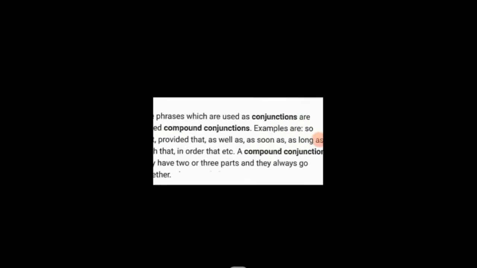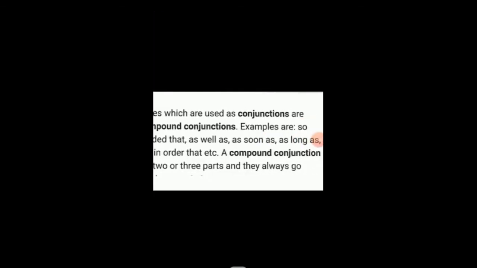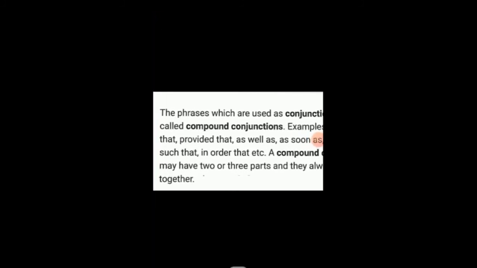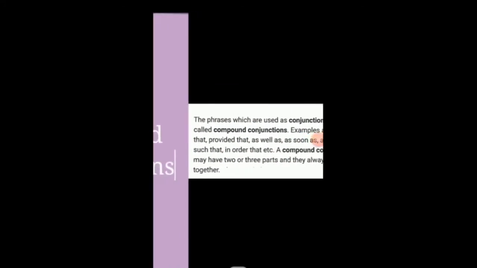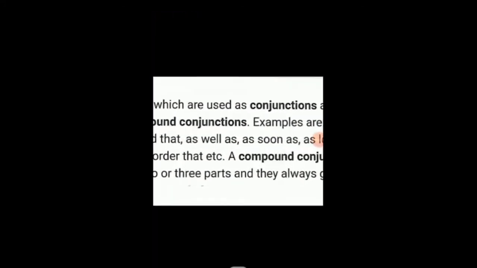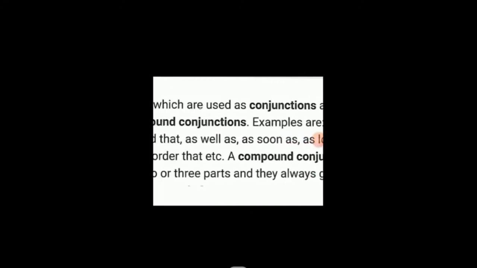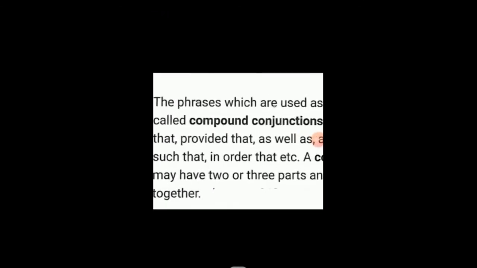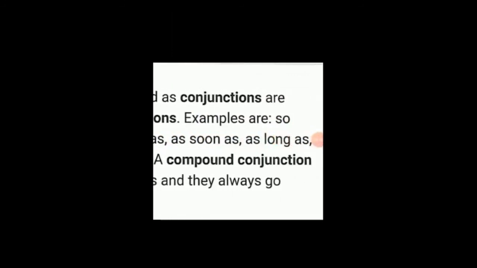The next one is compound conjunctions. What are compound conjunctions? Basically, compound conjunctions are themselves phrases. They are not words. The phrases which are used as conjunctions are called compound conjunctions. Examples are, so you can note them: so that, provided that, as well as, as soon as, as long as, such that, in order that. A compound conjunction may have two or three parts and they always go together, right? This is a definition and a list of compound conjunctions.